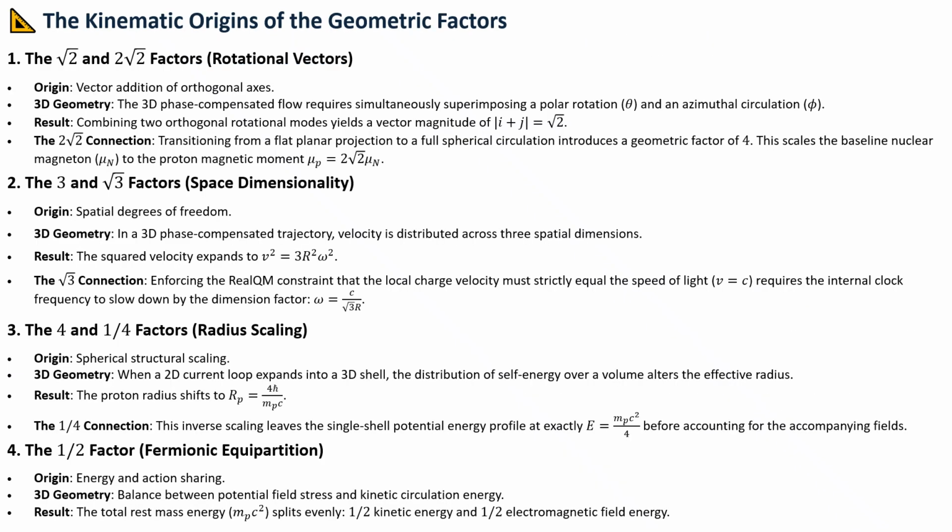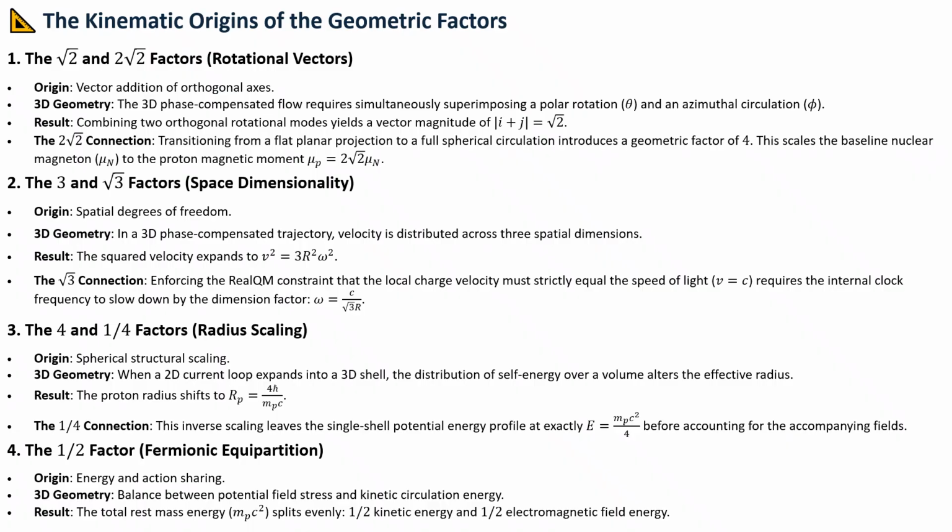So just very quickly, in the formulas you're going to see here, I won't be too long, you can read that. You always see that square root 2 and 2 times square root 2. That really emerges from these rotational vectors in the vector equation. So the origin is really vector addition of orthogonal axes, the Pythagorean theorem, let's say.